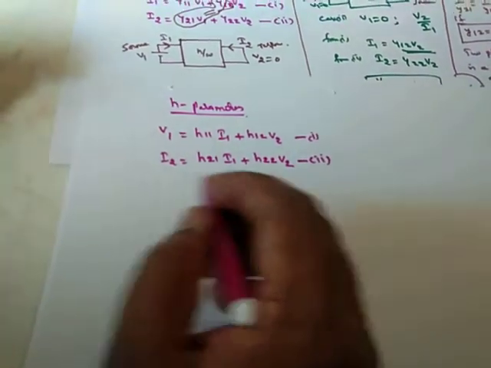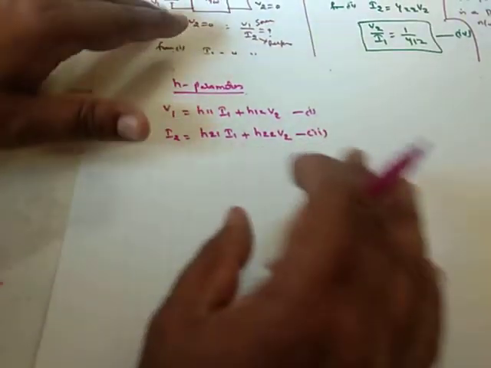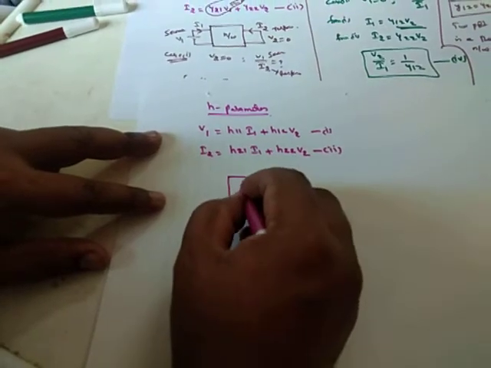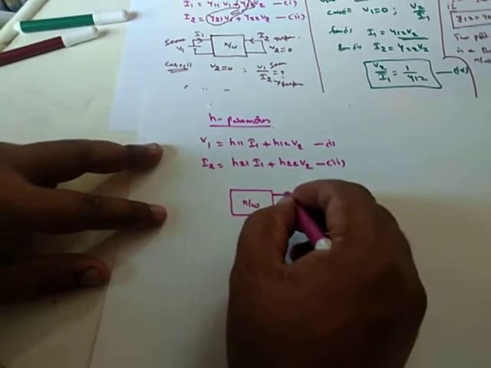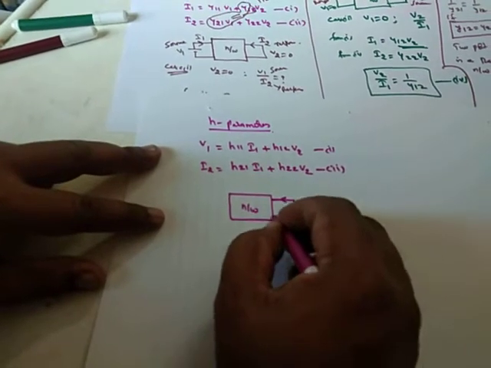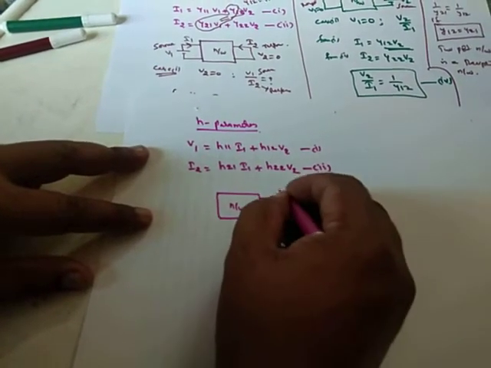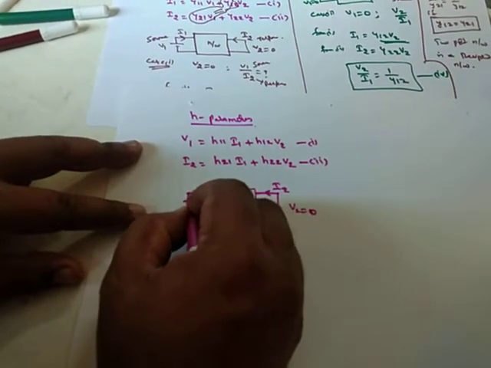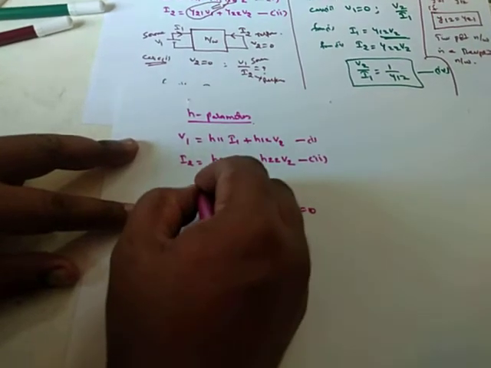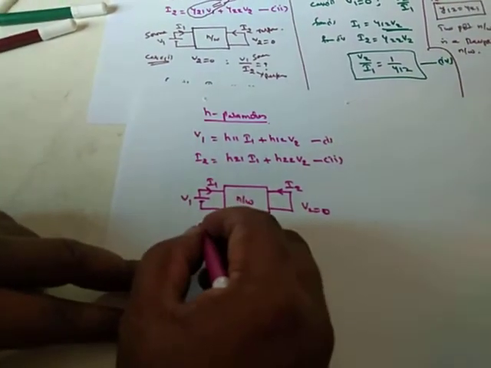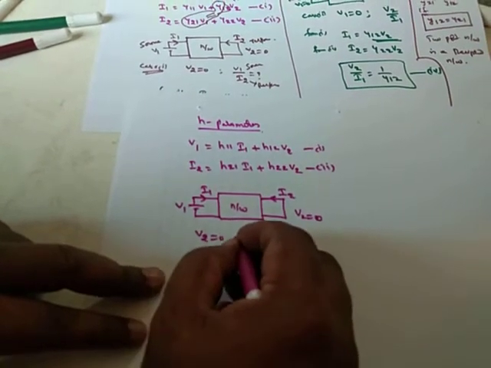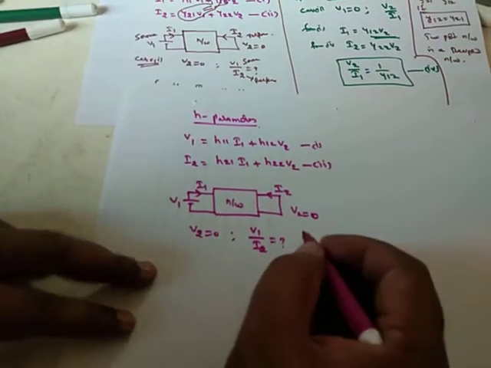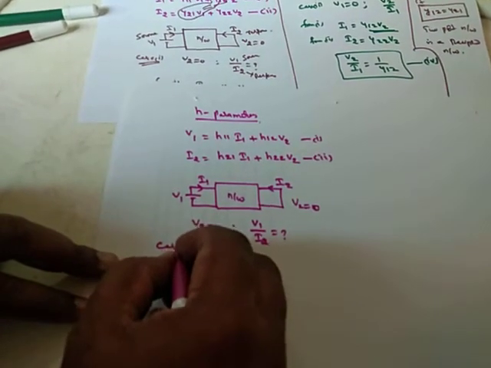Now we apply the same procedure as previously. Consider a network, short circuit, v2 is equal to 0, measure I2 and apply v1, then current I1. Now here the condition is V2 is equal to 0 and find the ratio V1 by I2. That is our interest. This is case 1.